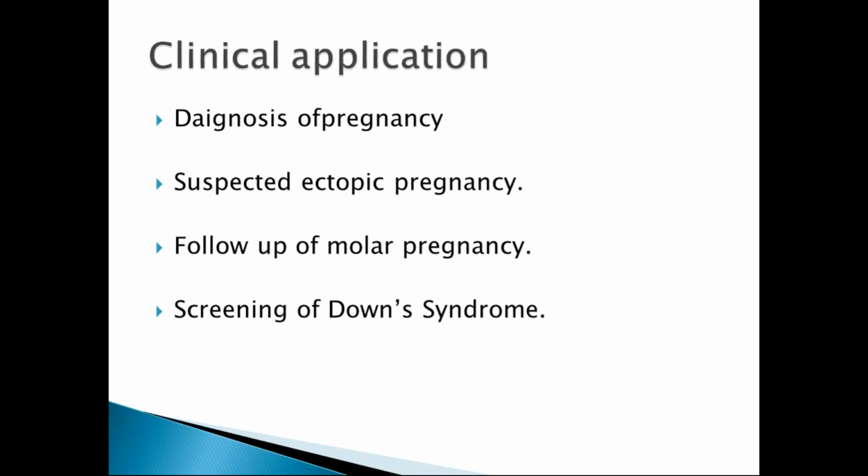Clinically, we apply these HCG levels for diagnosis of pregnancy. If you can see HCG or the beta subunit of HCG in a urine or blood sample, you can diagnose a pregnancy, but you cannot locate the pregnancy. It can be an ectopic, or it can be an intrauterine gestation. So if you suspect an ectopic pregnancy, you better go for a doubling time. After every 48 hours, you repeat the HCG levels. If the level is increasing by more than 66%, then it is a viable normal intrauterine pregnancy.